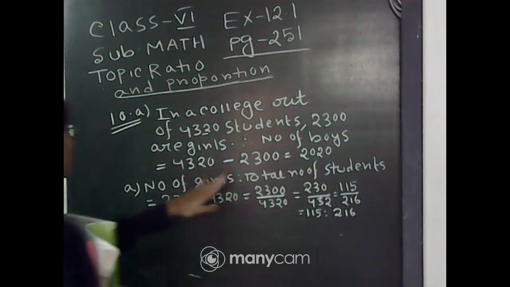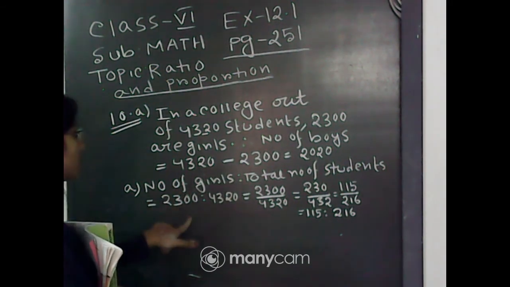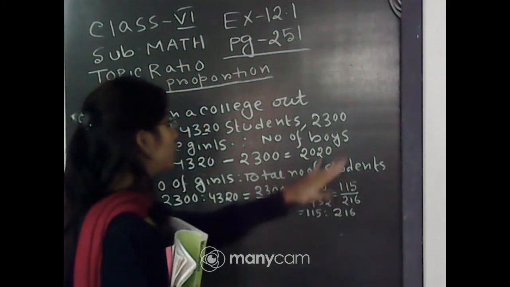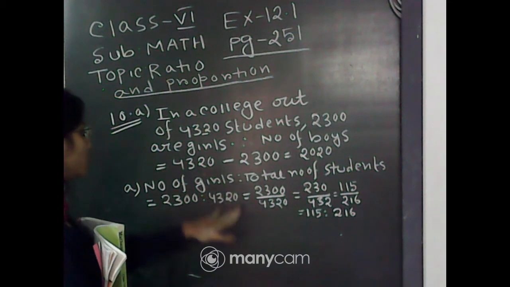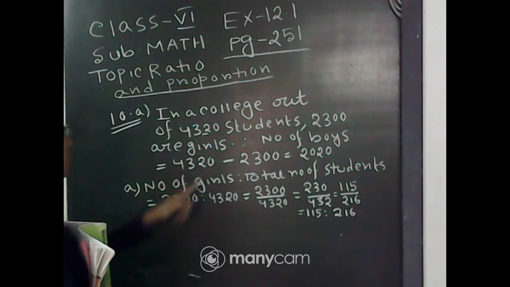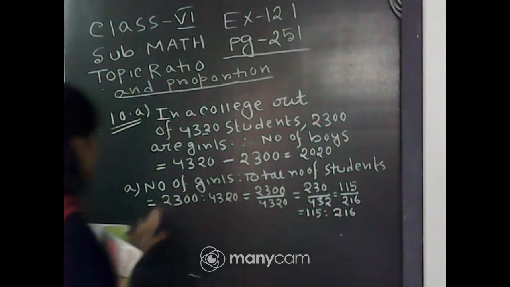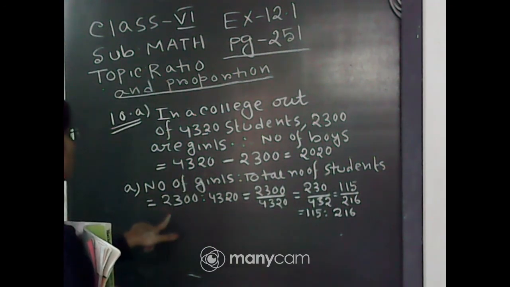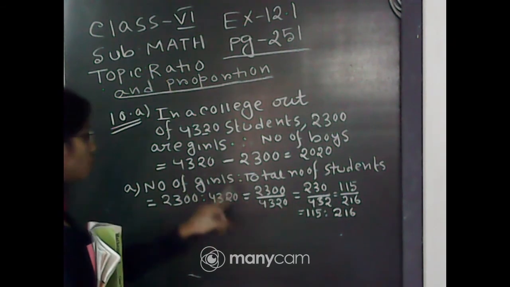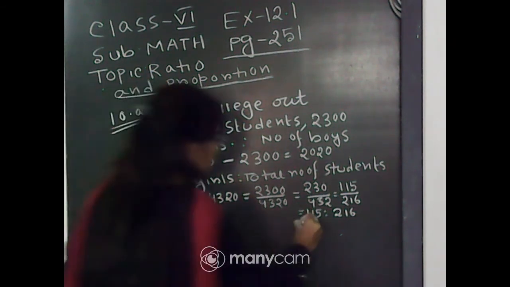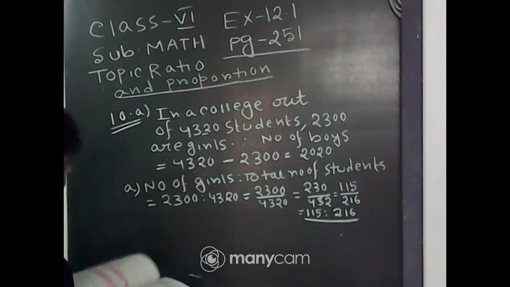Since number of girls is 2300 and total number of students is 4320, therefore, number of girls is to total number of students is equal to 2300 is to 4320, and the final answer is 115 is to 216.